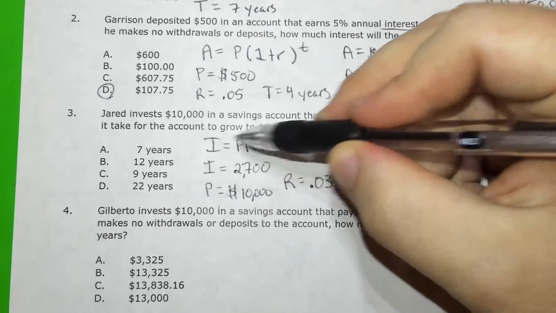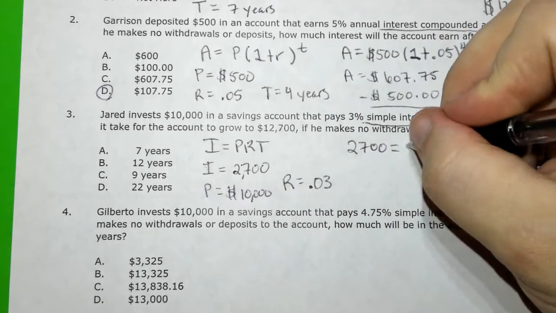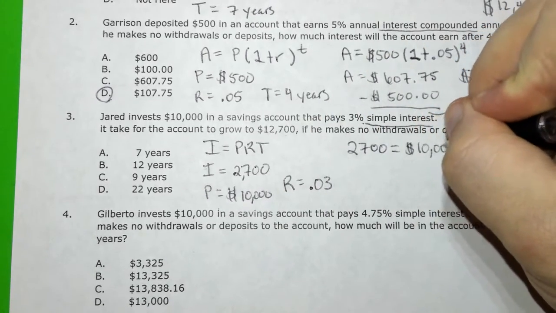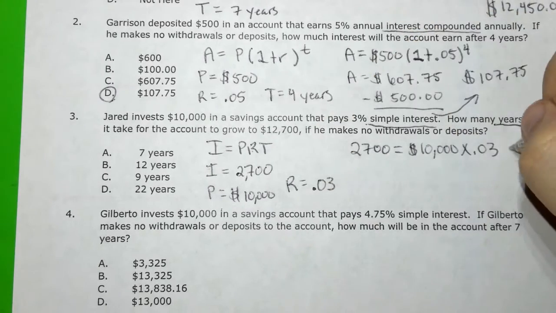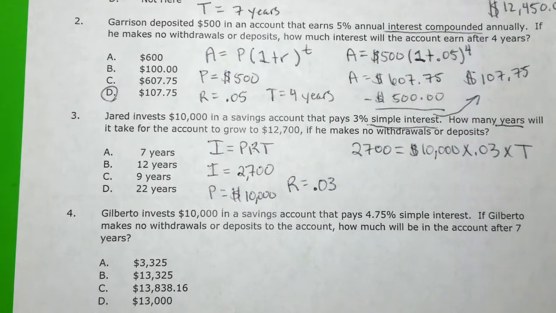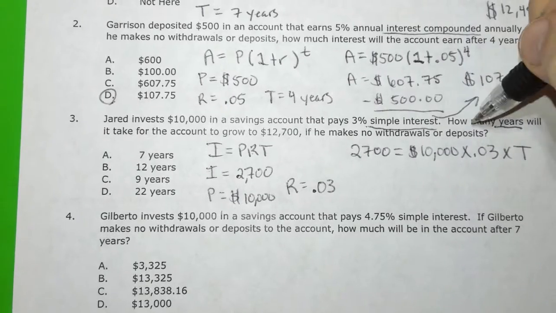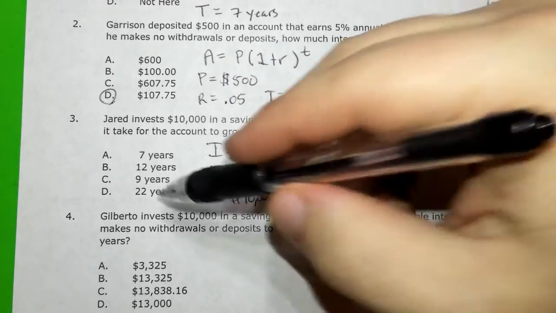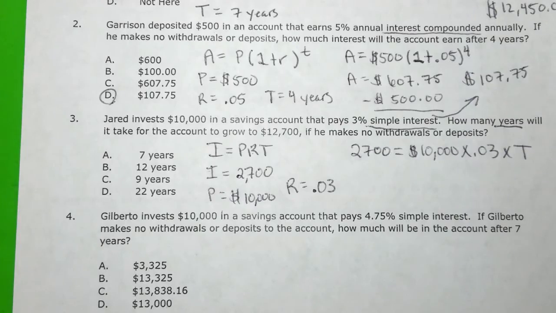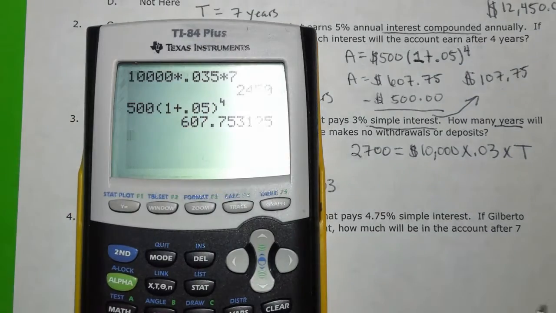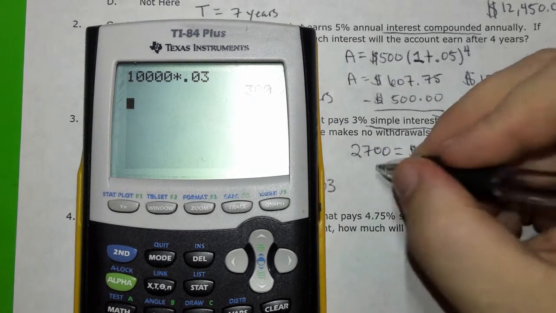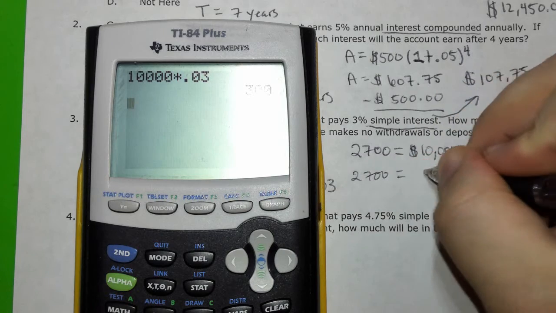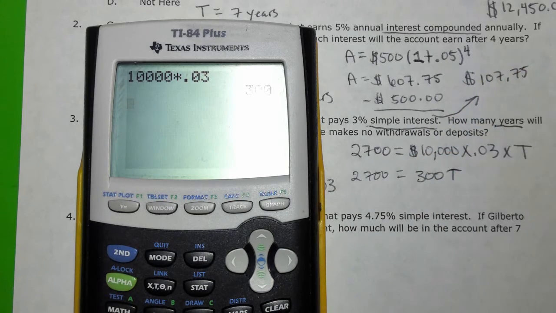Okay, I, 2,700, equals P, which is 10,000, times 0.03, which is R, times T, because T stands for the time in years, and that's the question they're asking me, is how many years. So I don't know how many years, so I just put T. In my calculator, I would do 10,000 times 0.03. Okay, and so I get 2,700 equals 300 T.